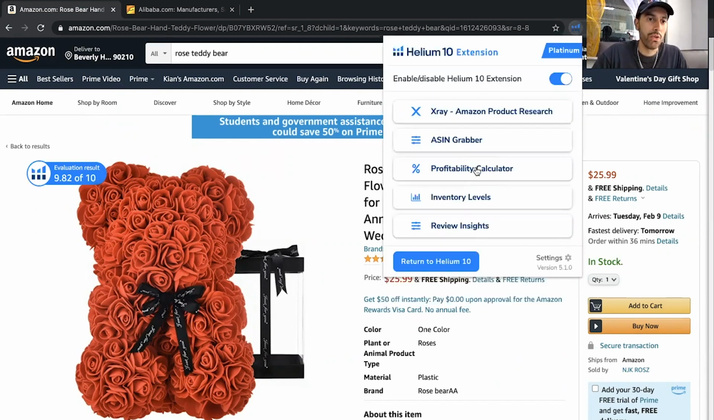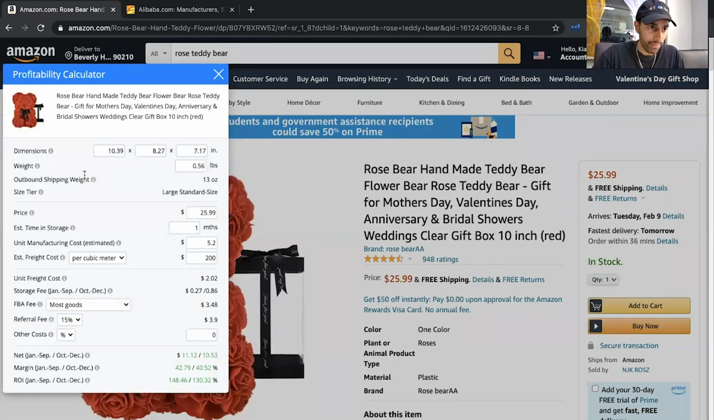And here we can go to the profitability calculator. These are numbers pulled from Amazon, so you get the dimensions and the weight and things like that, and then the cost, and then they estimate the manufacturing cost, and then you have your freight cost and things like that. These are very general numbers. It's just to give you a ballpark idea. I would recommend you have your own detailed costings file.